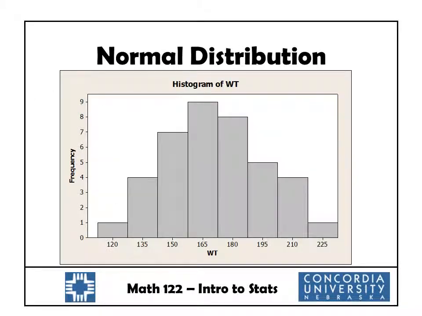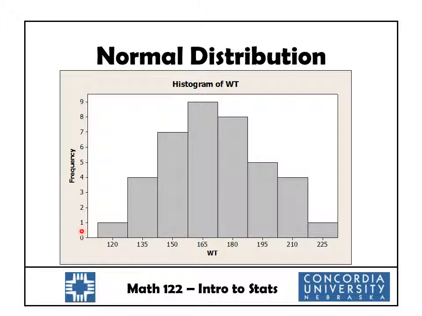Okay. So in chapter 2 we talked about some different types of graphs. One of the most important types of graphs is a histogram, and a histogram looks like this, where on the horizontal axis we have our different data values, and the vertical axis is our frequency or relative frequency. So for instance, this histogram tells us that we have one data value that's at about 120. We have 4 data values that are at about 135. We have 7 data values about 150, so on and so forth.